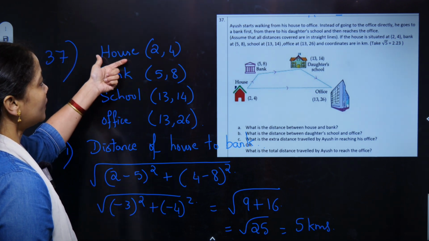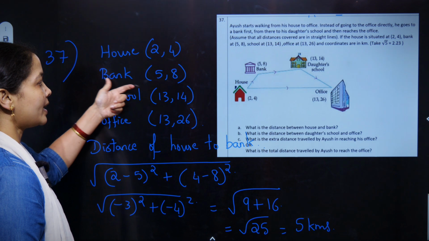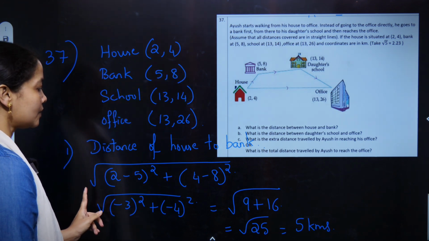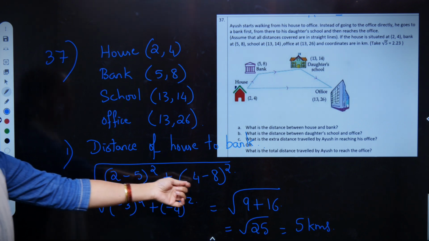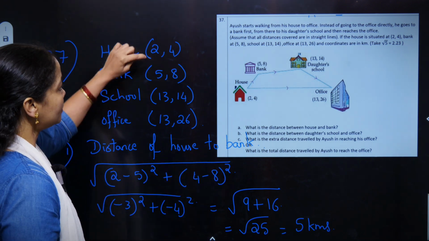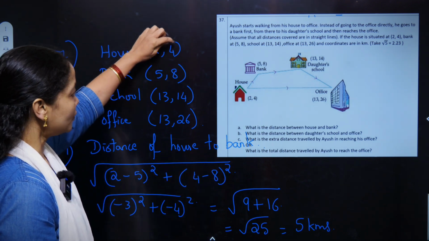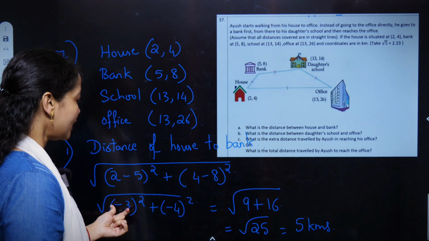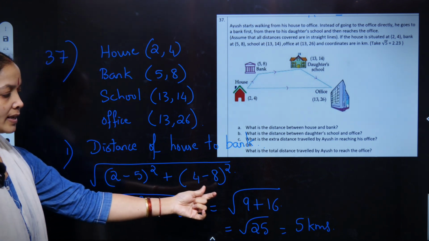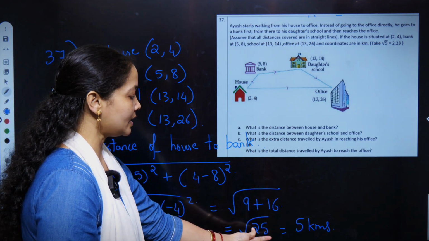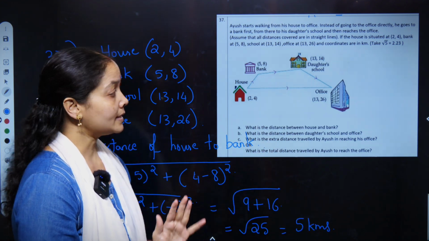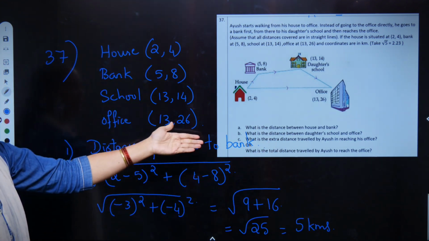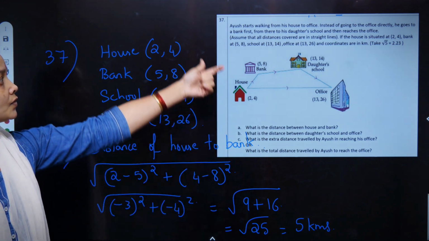So my first question is, what is the distance between house and bank? The coordinates of house is 2,4 and the coordinates of bank is 5,8. I am using distance formula, which is square root of (x2 minus x1) whole square plus (y2 minus y1) whole square. So it is (2 minus 5) whole square, (4 minus 8) whole square. Therefore negative 3 square, negative 4 square adds up to 9 plus 16, which is 25. Root 25 is 5 kilometers.